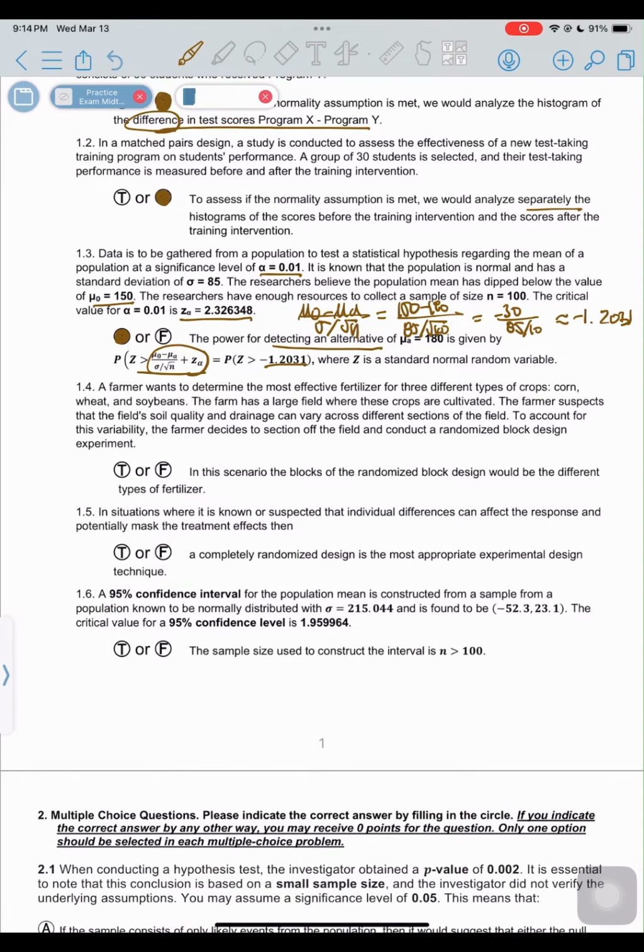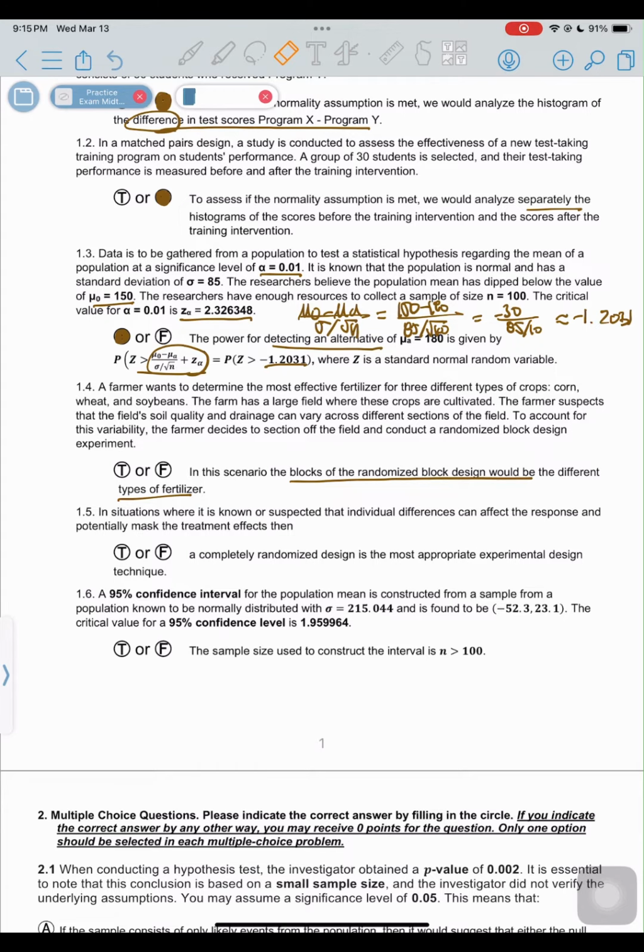Okay, 1.4. A farmer wants to determine the most effective fertilizer for 3 different kinds of crops: corn, wheat, and soybeans. The farm has a large field where these crops are cultivated, and the farmer suspects that the field's soil quality and drainage can vary across different sections of the field. To account for this variability, the farmer decides to section off the field and conduct a randomized block design. Okay, and the question asks, in this scenario, the blocks of the randomized block design would be the different types of fertilizer.